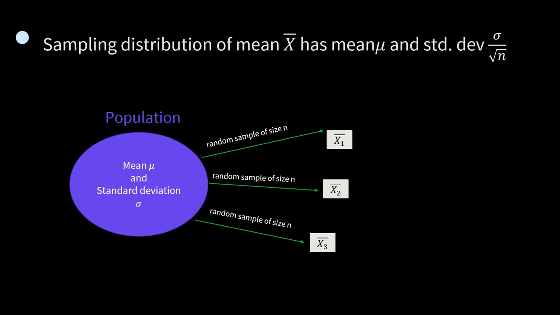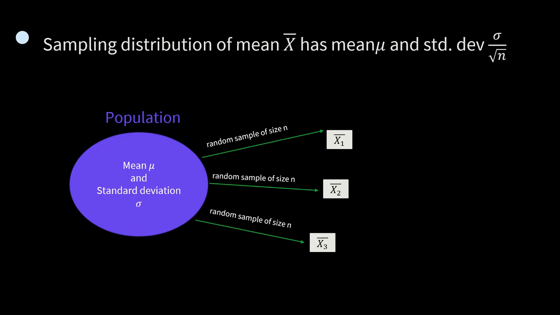Again, we are picking a simple random sample of size n from this population. Its mean be x2 bar. A third set of simple random samples is picked from this population with the same size n, and let its mean be x3 bar. Like this, we can repeat this process many times, and then we can find x1 bar, x2 bar, x3 bar, etc. to be the means of these samples.